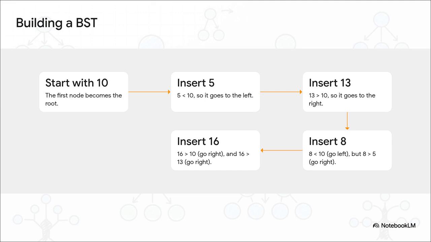Now it gets interesting. Where does 8 go? Well, we always start back at the root. 8 is less than 10, so we go left to the 5. But wait, 8 is greater than 5, so it becomes the right child of 5. See that? You just apply the same rule over and over. One more, 16. It's greater than 10, so we go right. It's also greater than 13, so we go right again. And it finds its home.